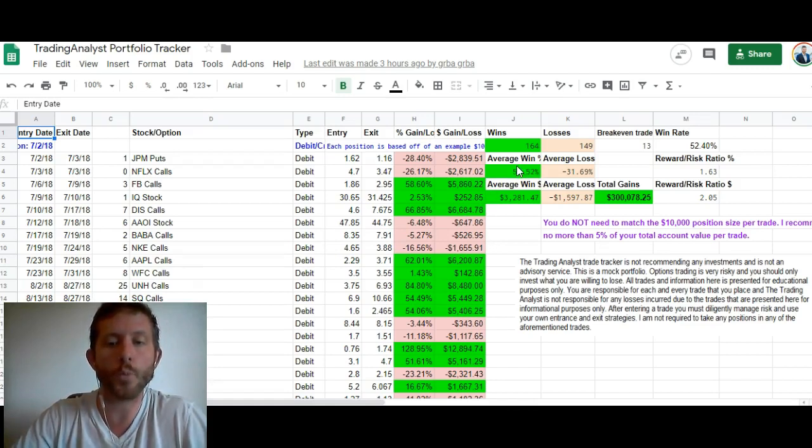You can see the average win is almost double the average loss. And you can see in the last 13 months, this is when we started using this portfolio tracker 13 months ago, we've gained over $300,000, okay? This is not an account value, okay? This is actual profits right here, all right? Tracking all of the trades that we make here at TradingAnalyst.com.